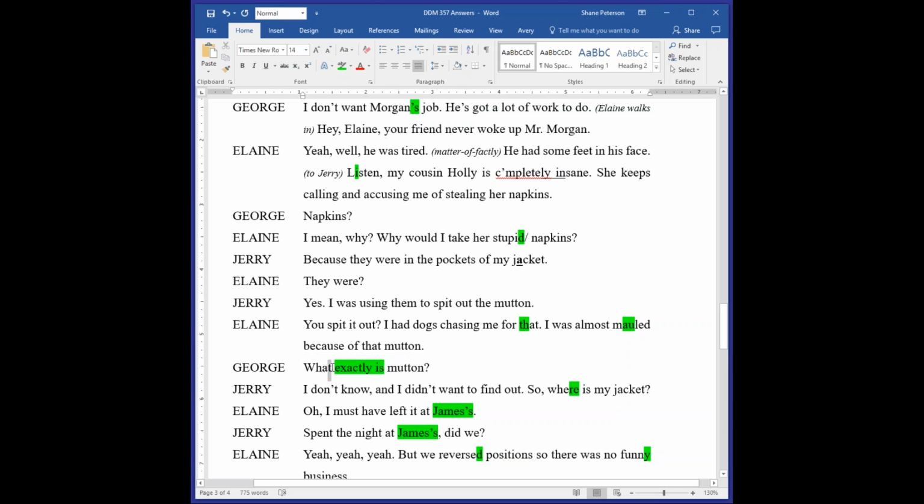What exactly is mutton? Good. So what I'm really most looking for here is a flat T. What exactly? And it almost sounds like this. What exactly? Perfect. That was perfect. Do the whole sentence again, George. What exactly is mutton? Great job.